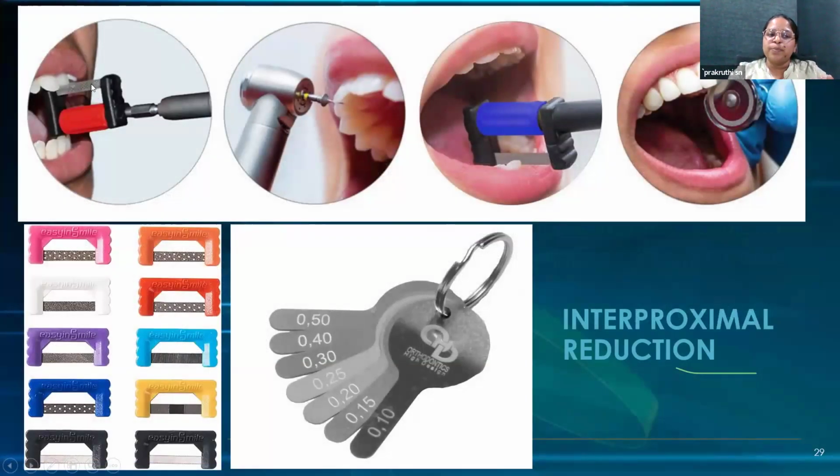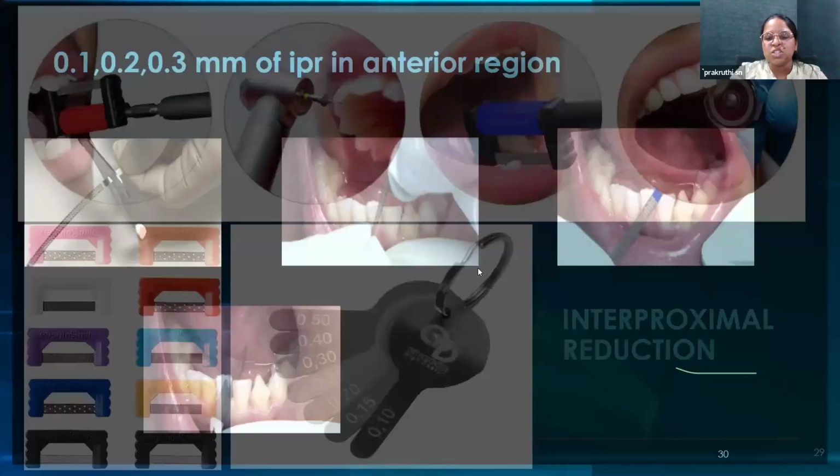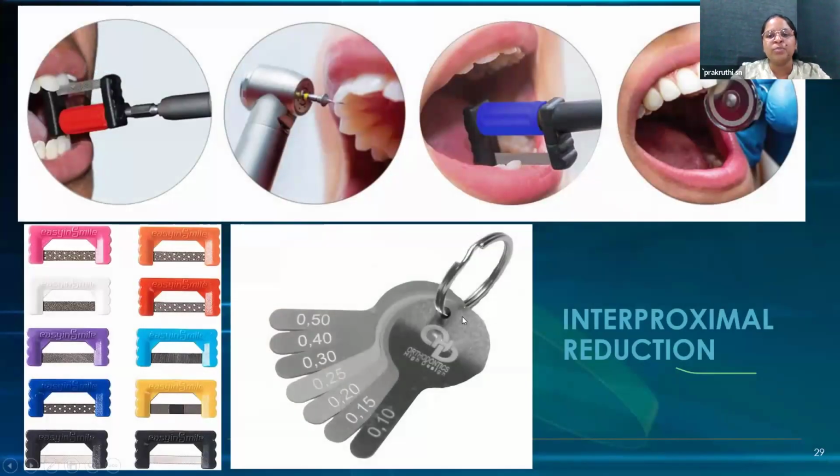With the handle, the strip is available. You get strips of different dimensions and different abrasives. Only one side has abrasive potential, the other side is just plain. To be more accurate, first you do it on one side, then turn it across and do the other proximal surface. This is the gauge which is used to measure it. If you're treating crowded cases and doing interproximal reduction, it is always advised to keep this interproximal gauge with you, to check exactly how many millimeters you're doing.